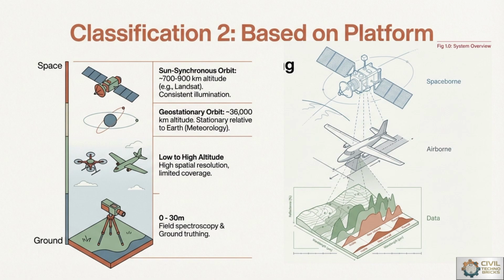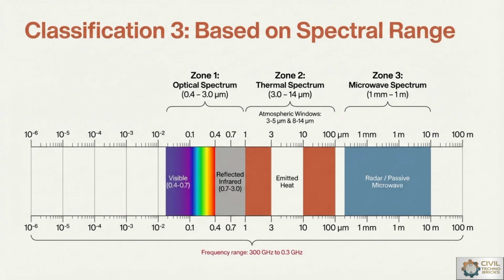Next one will be the low to high altitude point of view. The platforms are divided into high spatial resolutions for limited coverage, and likewise. And at the ground platform, 0 to 30 meter, that is the field spectroscopy and ground truthing. We can collect the data by using some advanced surveying instruments with reference to the remote sensing and GIS point of view also.